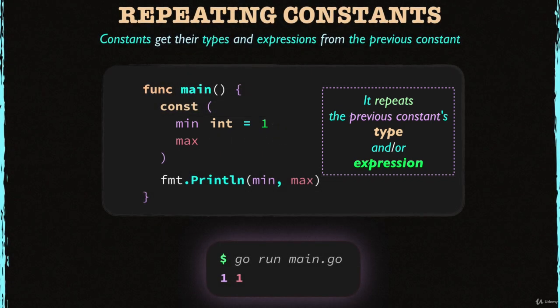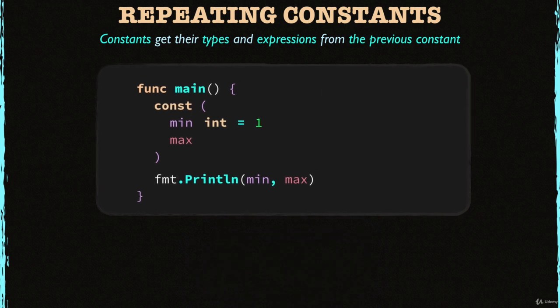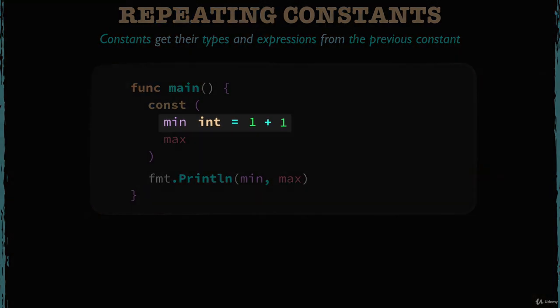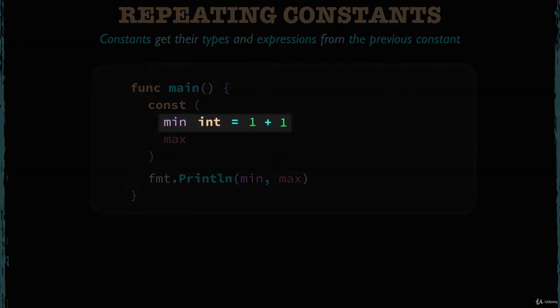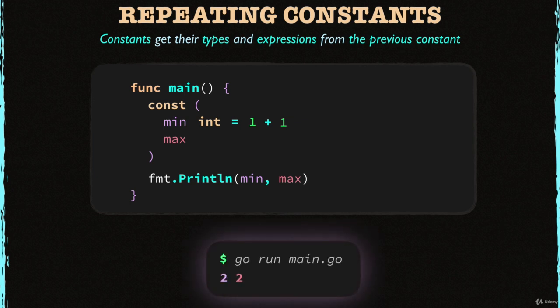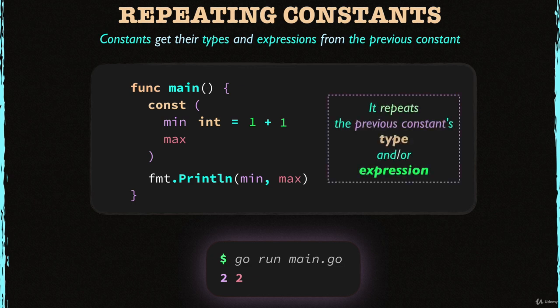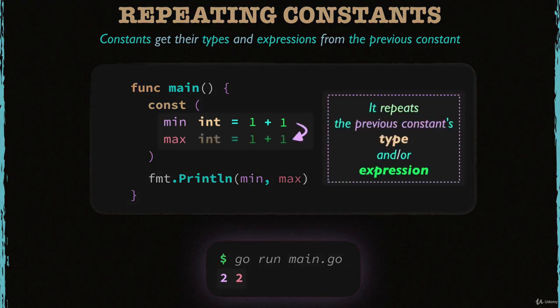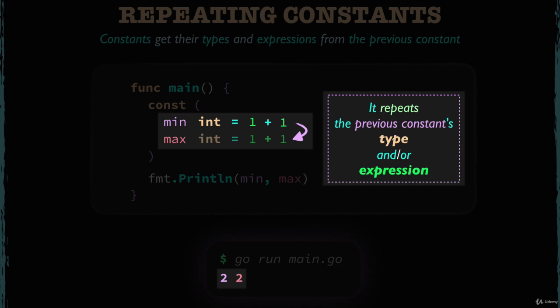Let's take a look at another example. This time, I'm initializing the first constant using a constant expression. Let's see what happens when I run it. It prints 2 and 2 this time. This happens because the max constant repeats the expression of the previous constant, which is min. So the max executes the expression again, and the result becomes 2. So its value also becomes 2.